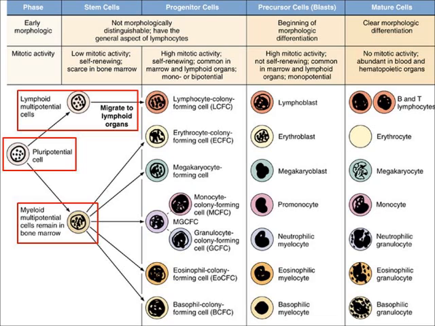Some, but not all, of the lymphoid multipotential stem cells migrate out of the bone marrow and enter the lymphoid organs. This figure is somewhat misleading because it shows all of the lymphoid multipotential stem cells migrating to the lymphoid organs. In fact, only those that give rise to the T lymphocytes migrate out to the thymus, while those that give rise to the B lymphocytes remain in the bone marrow.